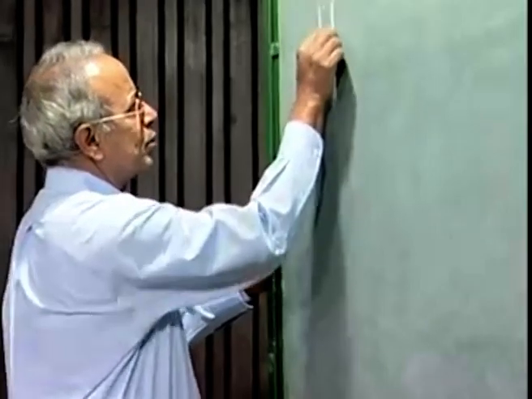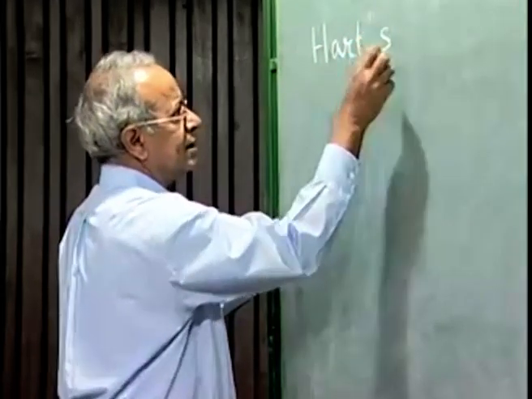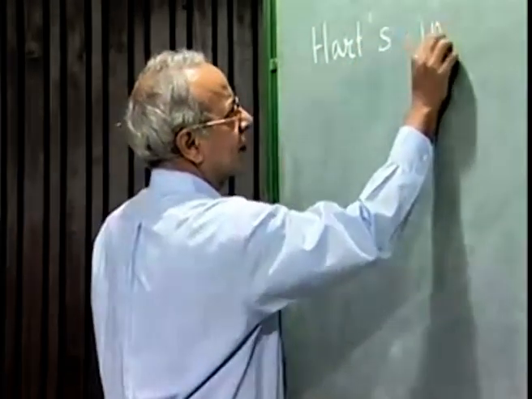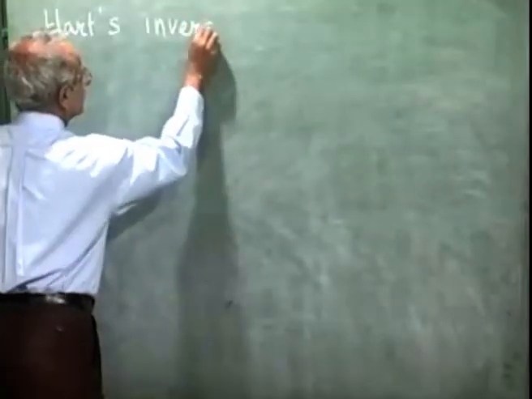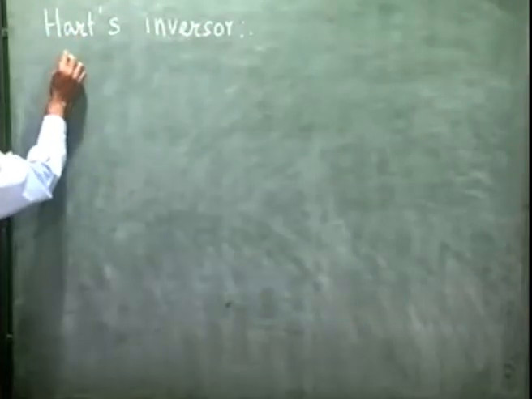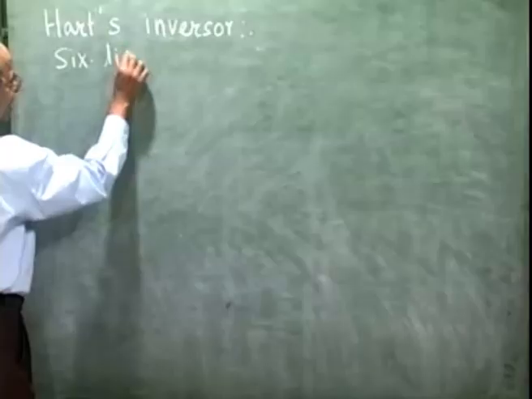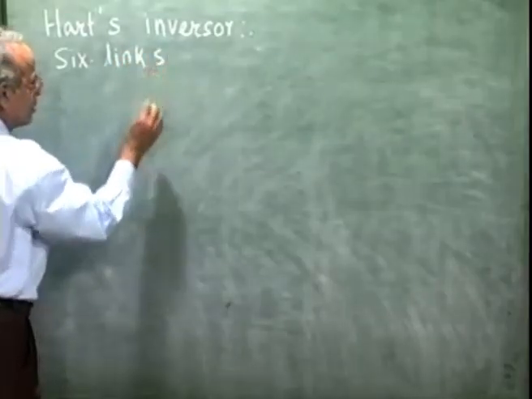We have just now discussed Peaucellier straight line mechanism, which consists of 8 links and all are pairs. Now we discuss another inversor, which is known as Hart's inversor or Hart straight line mechanism. As we will see, this will have only 6 links instead of 8 links, as we have seen in case of Peaucellier mechanism.